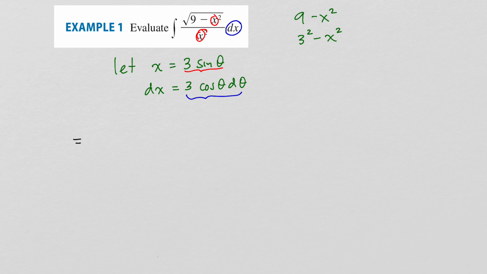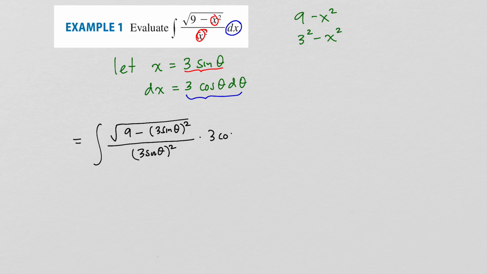So this integral becomes the integral of the square root of 9 minus 3 sine of theta quantity squared divided by 3 sine of theta quantity squared, and then times dx, which is 3 cosine of theta d theta. It's very important that you don't simply replace dx with d theta. You have to remember to compute it based on your substitution, and then that whole expression replaces dx down here. Okay, so now we're just going to simplify these expressions.